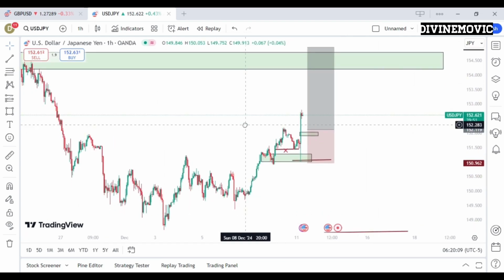This is simply how you use liquidity to understand where price is likely going to go from and how price is going to move. That'll be all for this video.